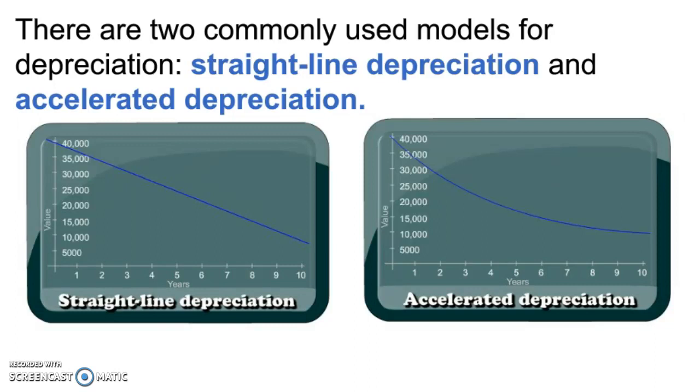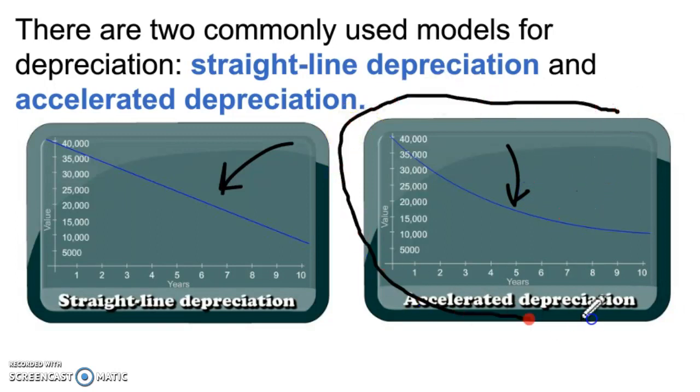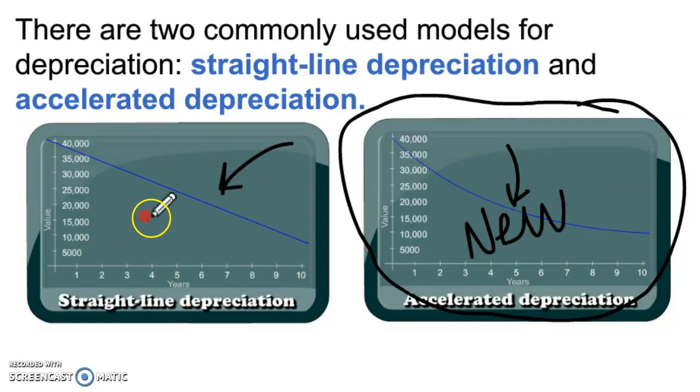There are two commonly used models for depreciation. There is straight line depreciation, the one we're going to focus on today. And then there's accelerated depreciation on the right. The accelerated depreciation is new cars, usually the first year or two. Then it becomes a straight line depreciation. So let's look at an example of the depreciation of a car.